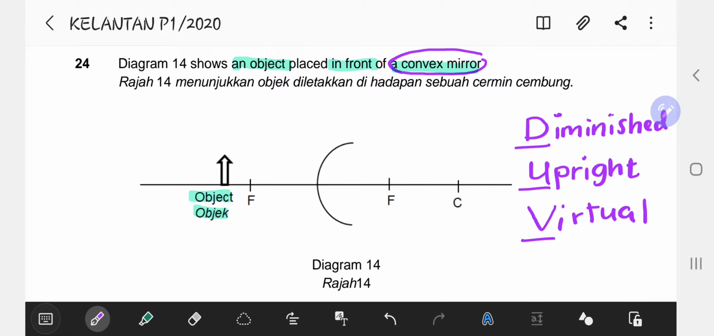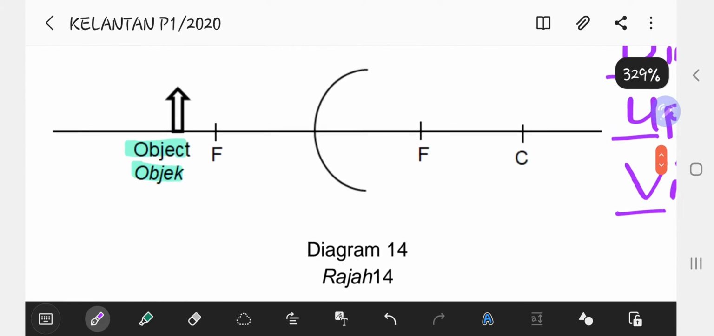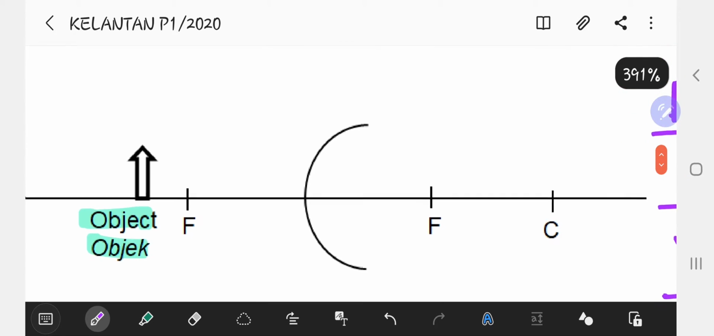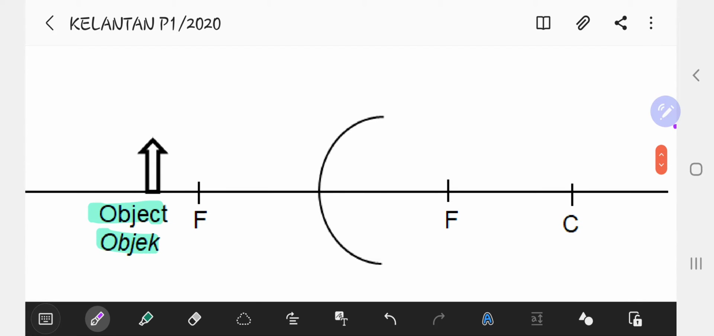When we draw a ray diagram, we need to have 2 rays, dua sinar. So when you draw the ray diagram, cikgu cuba besarkan. Now, the first ray, you draw parallel with the principal axis. Where is the principal axis? This line is the principal axis. So you draw one ray selari, parallel with the principal axis.